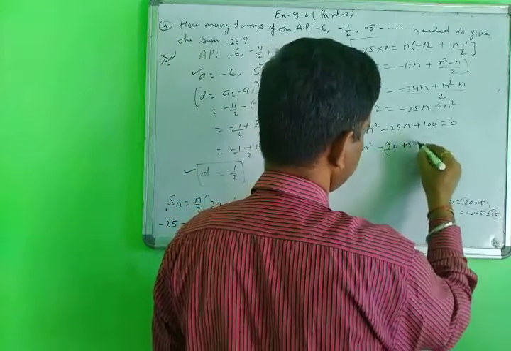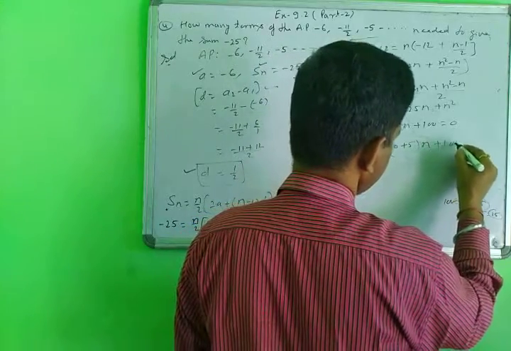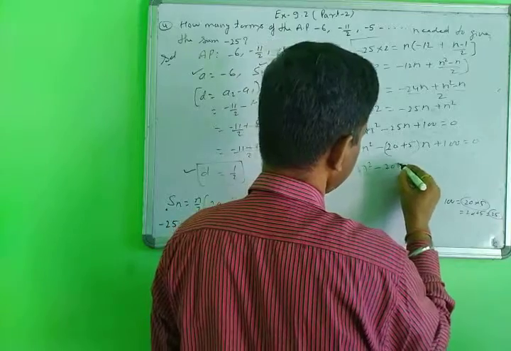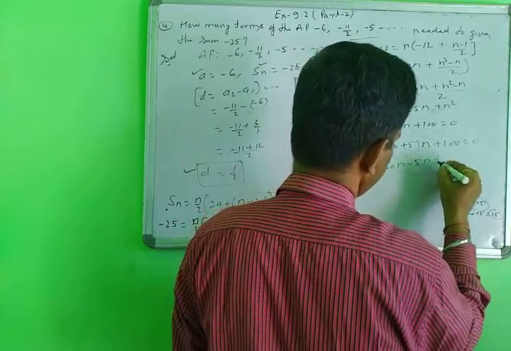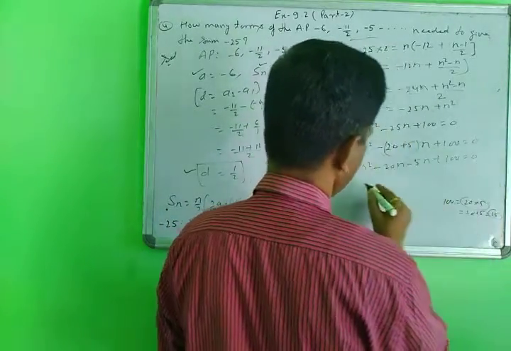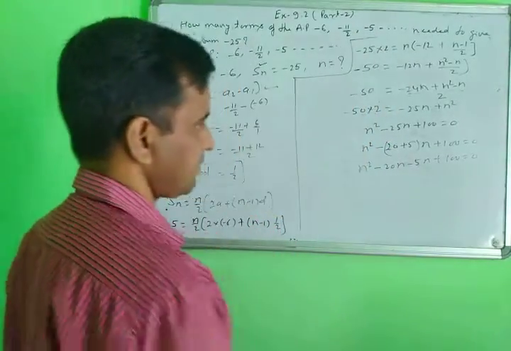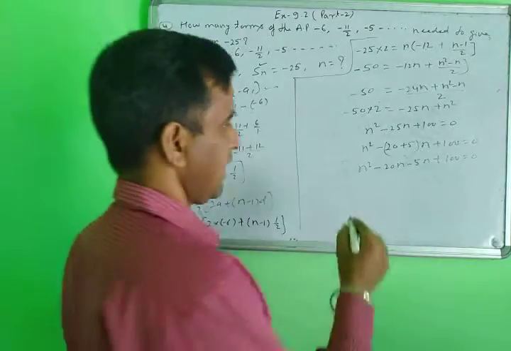N square minus 20n minus 5n plus 100 equal to 0. What is left here? Taking n common.